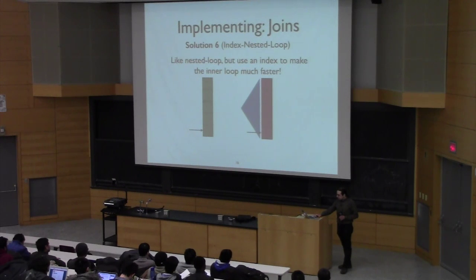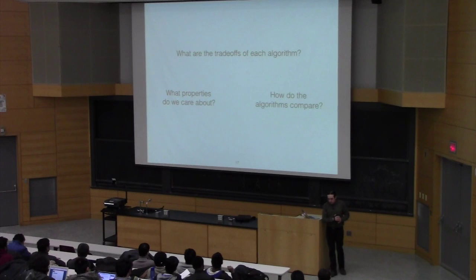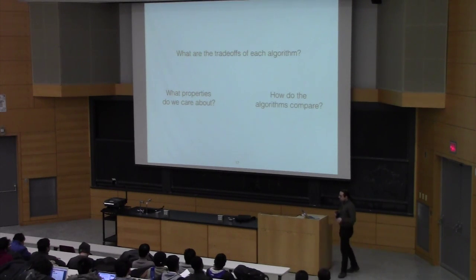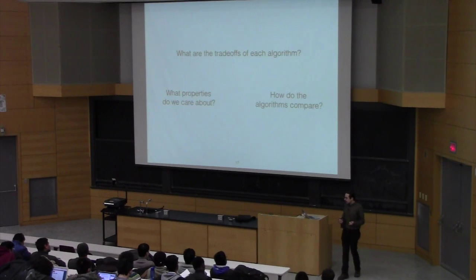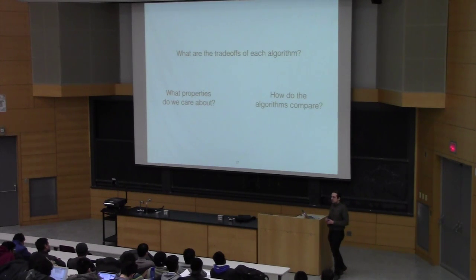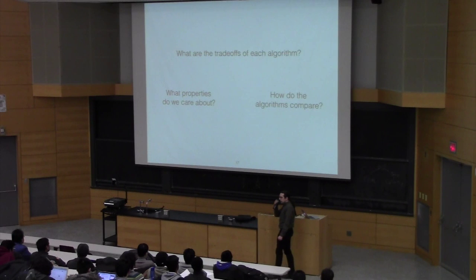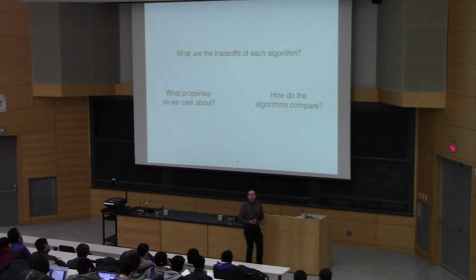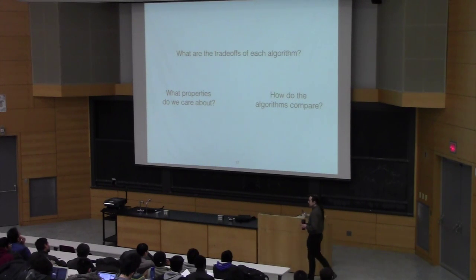Okay, so we are coming to a close. Let me finish with some high-level thought questions. So we've discussed a bunch of different algorithms: nested loop, block nested loop, sort merge, hash, grace hash, and index nested loop. So now that we have a bunch of options, how do we pick between them? The amount of data you're working with. Yeah? Okay, so one of the major features we're looking for is how much data we're working with, or the size of the different relations.